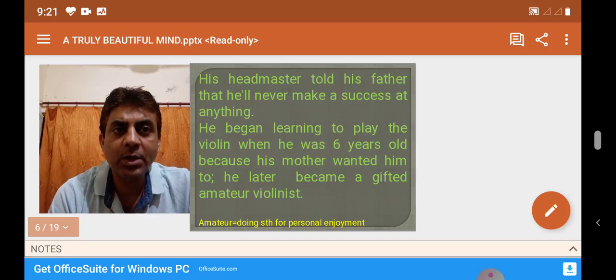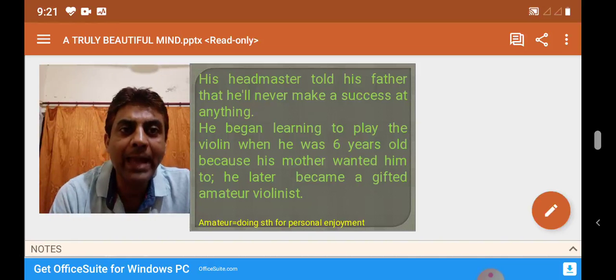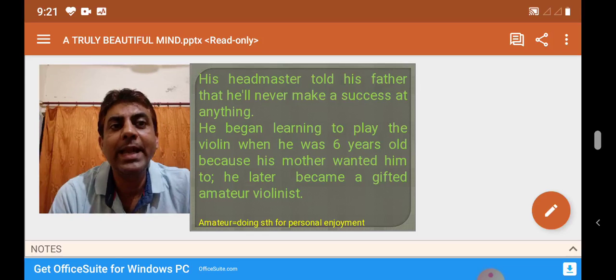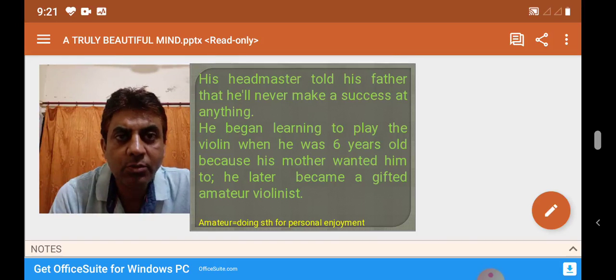His headmaster told his father that he'll never make a success at anything. He began learning to play the violin when he was 6 years old because his mother wanted him to. He later became a gifted amateur violinist.